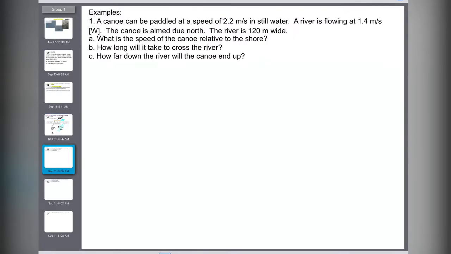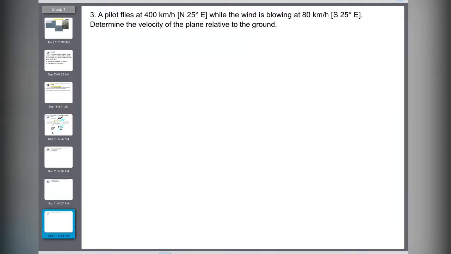Okay, let's do a plain question. I like plain questions. Let's do example number 3 first. This is the bad wording. If you don't mind, can you just change this up? I don't like the 400. Can you add the 400.0 kilometers per hour north 25 east? I just wanted it to be not one sig. Same thing, this is 80.0. Okay, so it's telling you that this pilot, I'm on number 3 right now. We'll go back to the other ones later on.